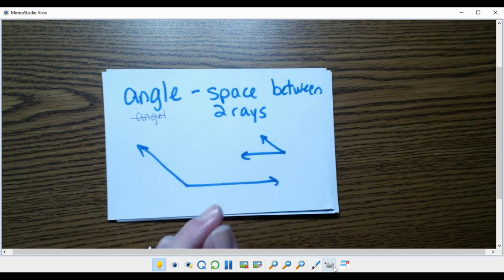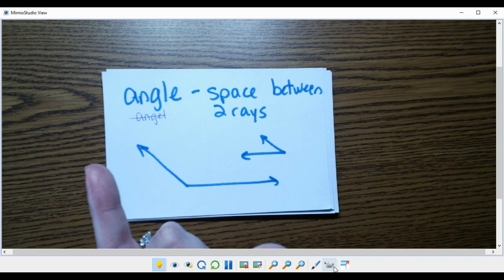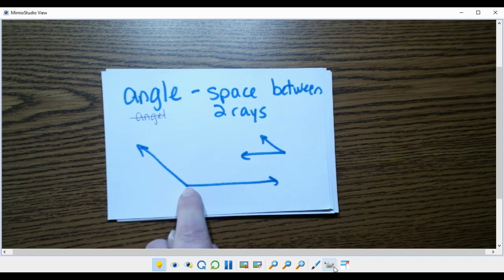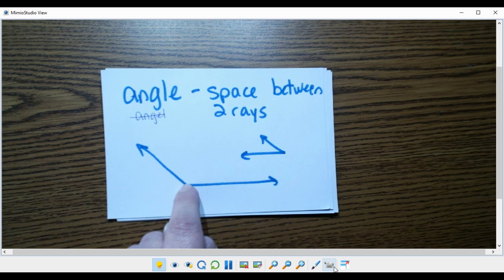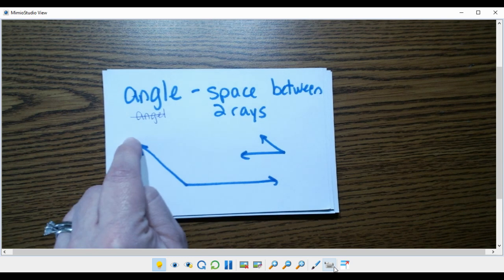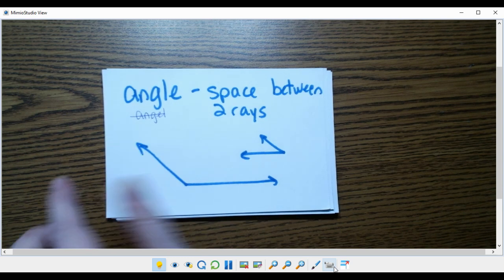An angle is actually a measurement of the space between two rays. A ray has a point on the end and goes on forever in the other direction. So that would be one ray, and then here's the same point, goes on forever in the other direction. That's an angle.